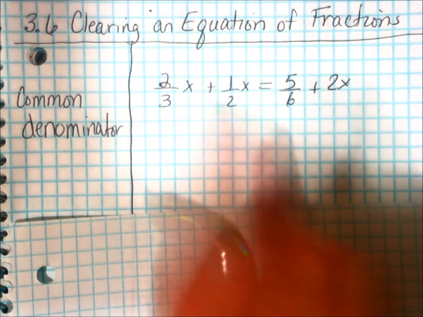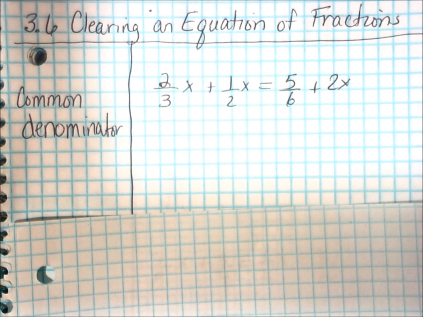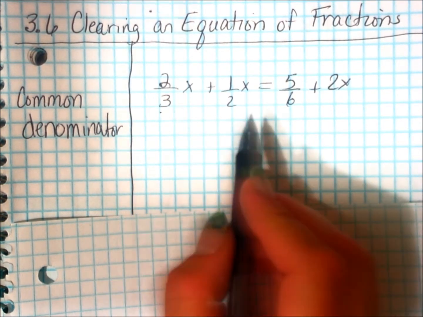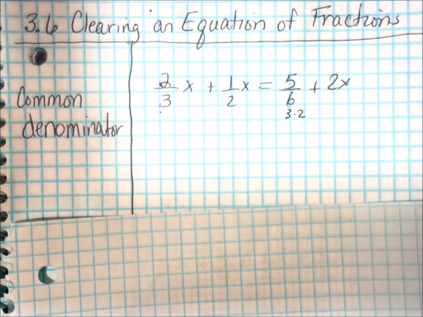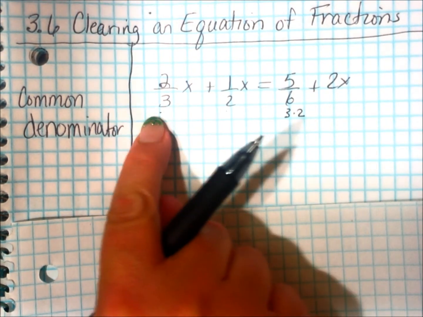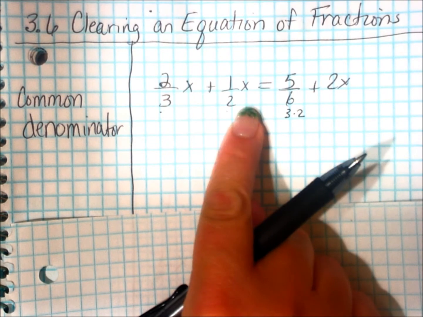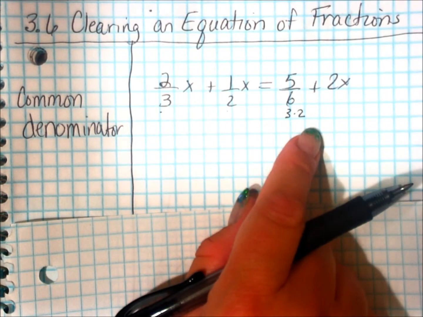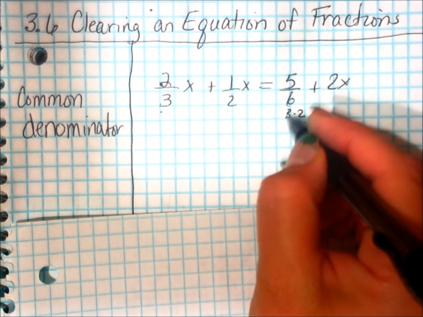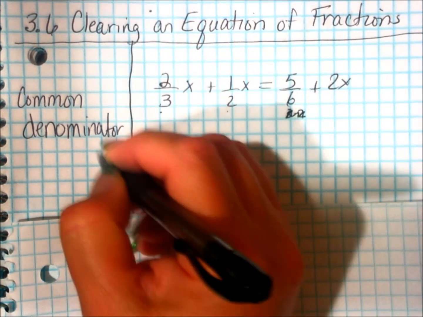One thing you can do is factor out the numbers. So this is 3 times 1, this is 2 times 1, and this is 3 times 2. So I know I need at least 1 3 and at least 1 2. So here I need 1 3 and 1 2. So I'm pretty positive 6 is my common denominator.